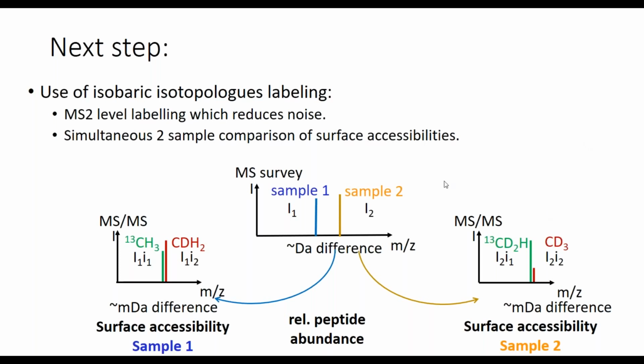So we have these two samples that are labeled with this first labeling, and then we have the MS2 level labeling, the isobaric isotopolog, which is the one giving us the surface accessibility information, and the previous one is going to give us the difference in the expression between two samples. So we have two levels of information here: regular or common quantitative information in the first labeling, and the surface accessibility in the second labeling.